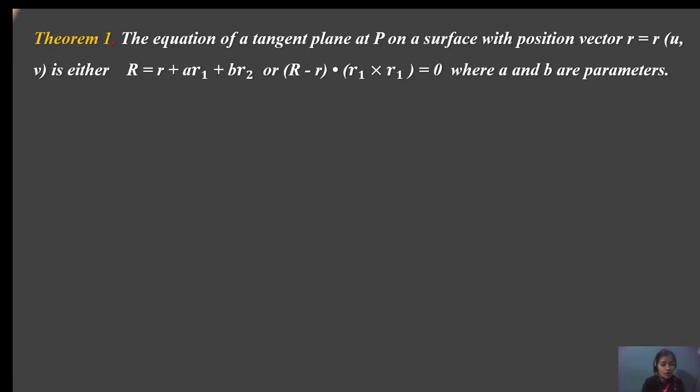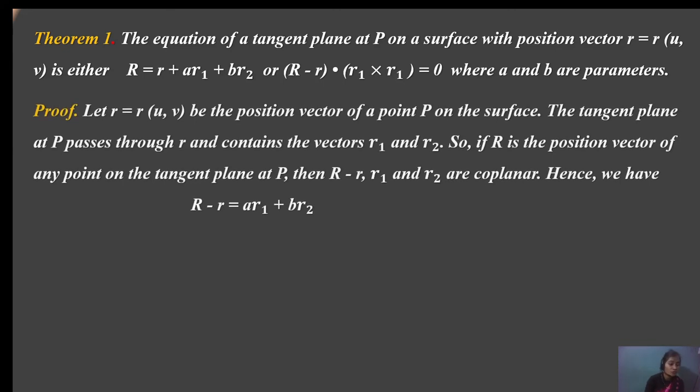The equation of the tangent plane at a point P on the surface with position vector r equals r(u, v) for the domain is either R equals r plus a r1 plus b r2, or (R minus r) dot (r1 cross r2) equals 0, where a and b are parameters. Let us now consider the tangent plane equation form.